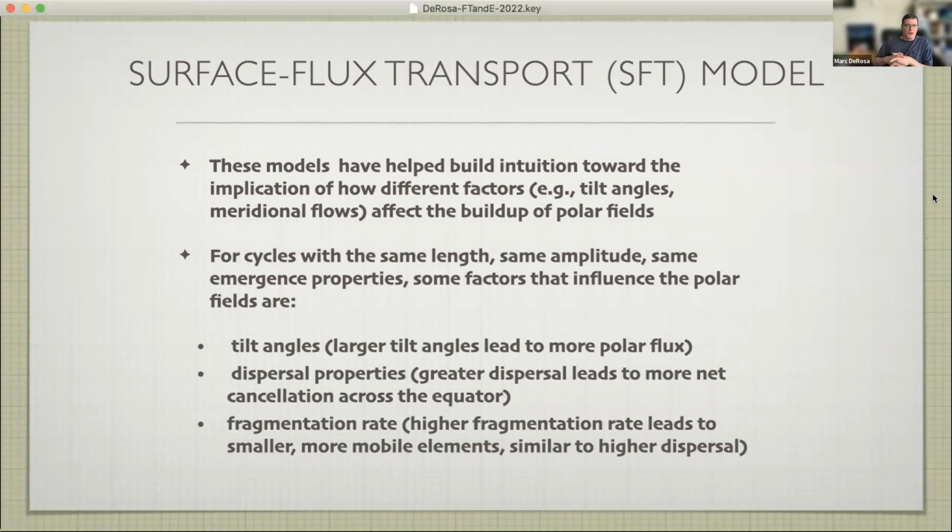Okay, so are there any more flux transport questions? Because I'm about to move on to evolving models that use the vector magnetic fields.